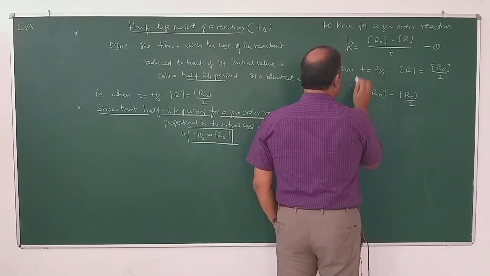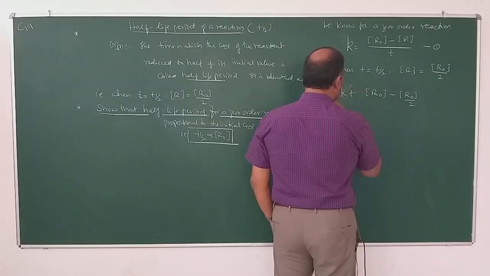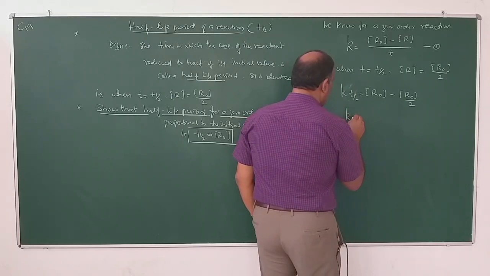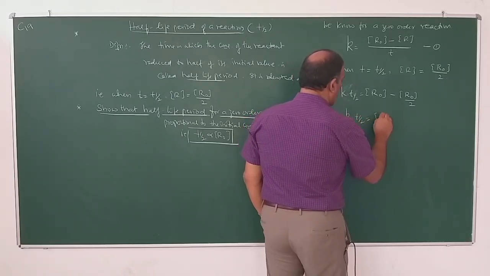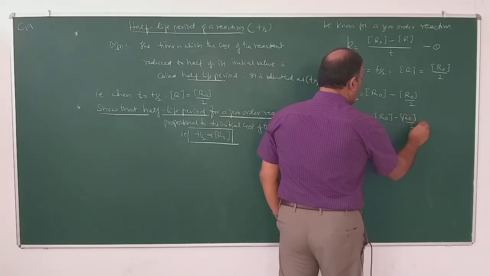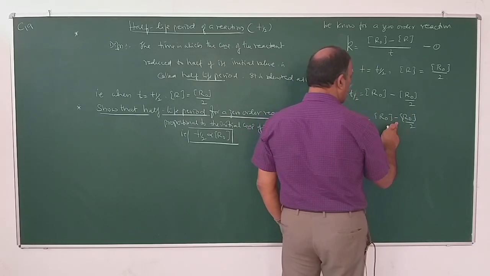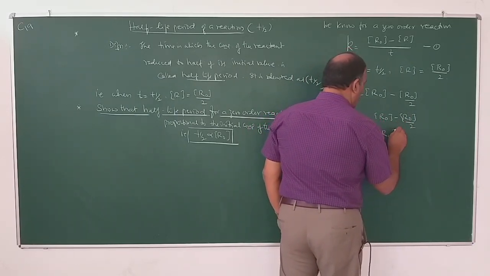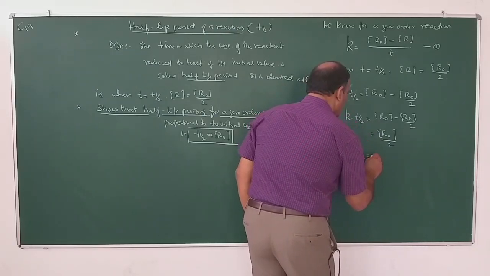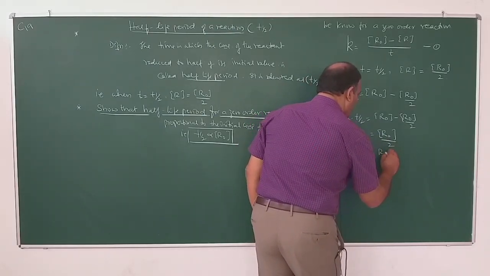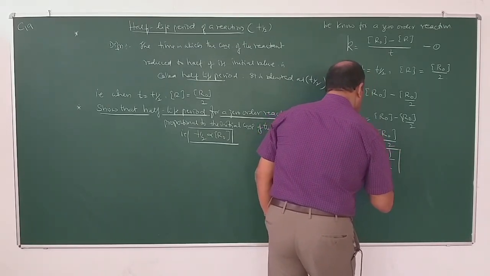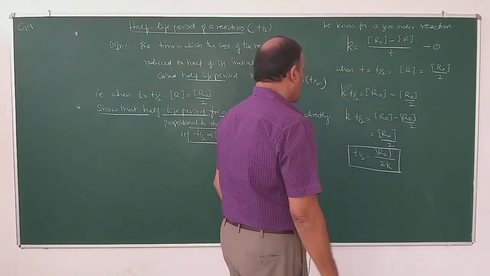So K into T. Here, what is T equal to? T half. So K into T half is equal to R naught minus R naught by 2. What is R naught minus R naught by 2? It is equal to R naught divided by 2. Then what is T half? T half is equal to R naught divided by 2 into K. So this is the expression for T half.